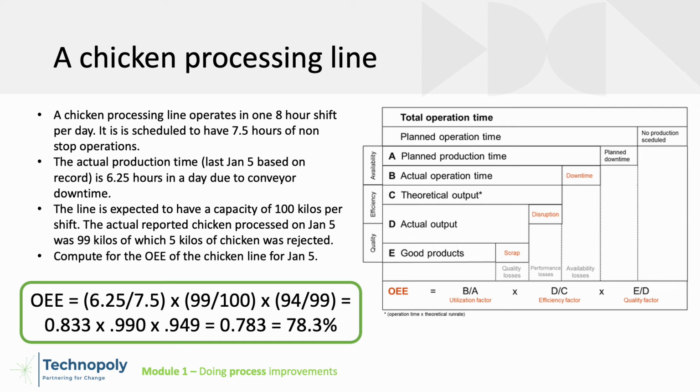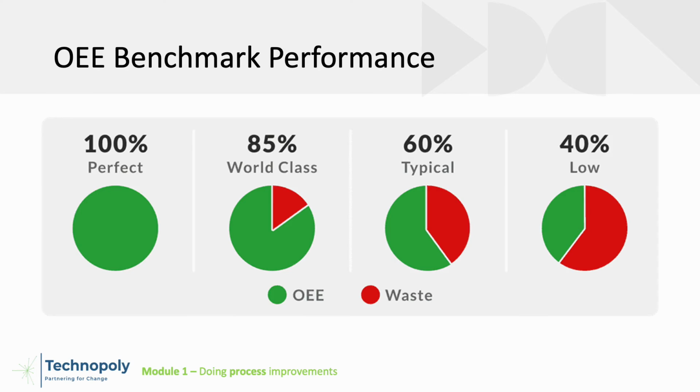Oftentimes, when we talk about quality, we refer to this as the quality without any rework. For this example, 5 kilos of the 99 was rejected, and therefore the yield or the quality component of our OEE is 94 over 99. If you multiply all of these ratios, you can now get a value of 0.78 or 78.3%. Therefore, our OEE is 78%.